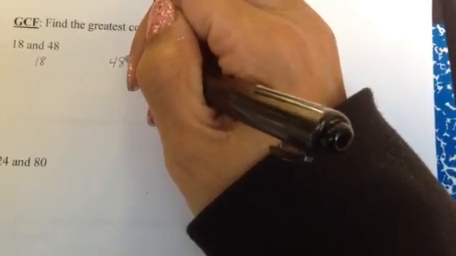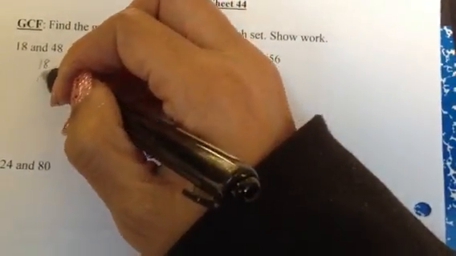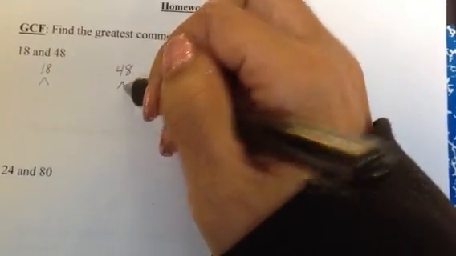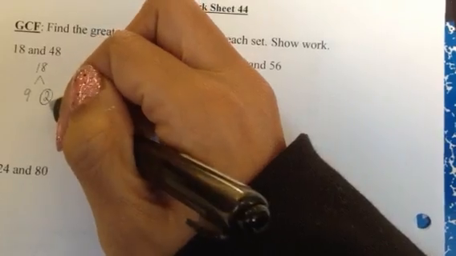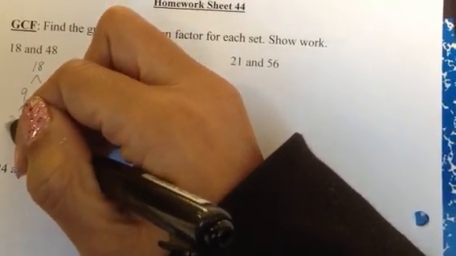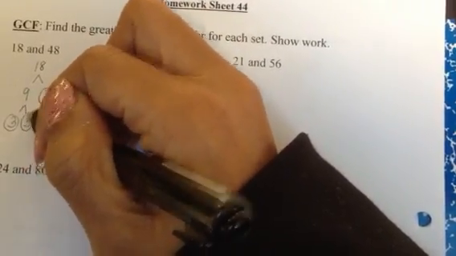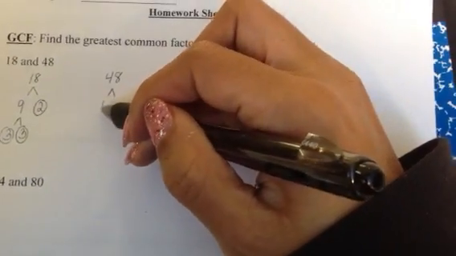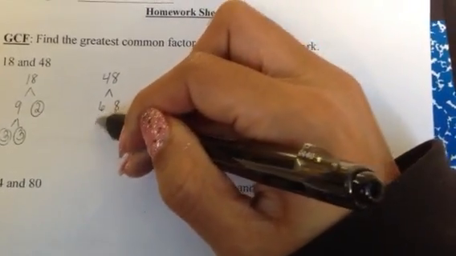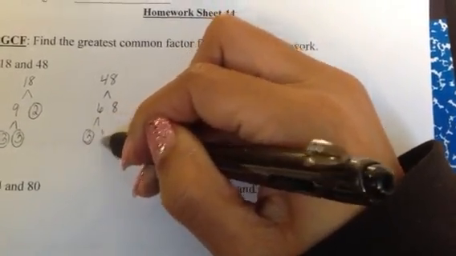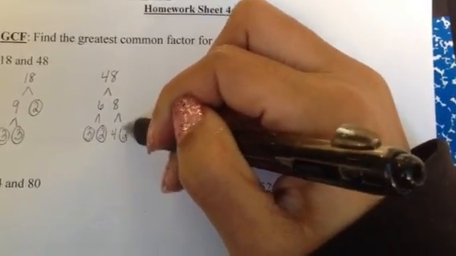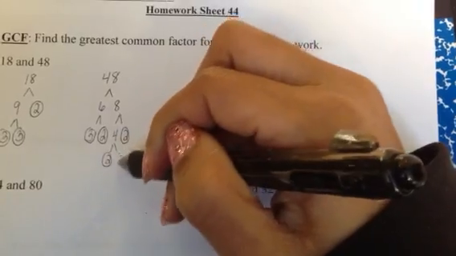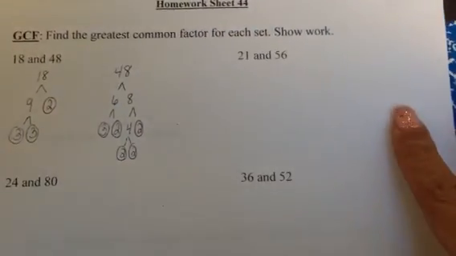So I'm going to start by taking 18 and 48 and doing a factor tree to find the prime factors. 9 times 2 makes 18. That's prime. That's why I circle it. 3 times 3 makes 9. 48, I know 6 times 8 makes 48. 3 times 2 makes 6. 4 times 2 makes 8. And 2 times 2 makes 4.